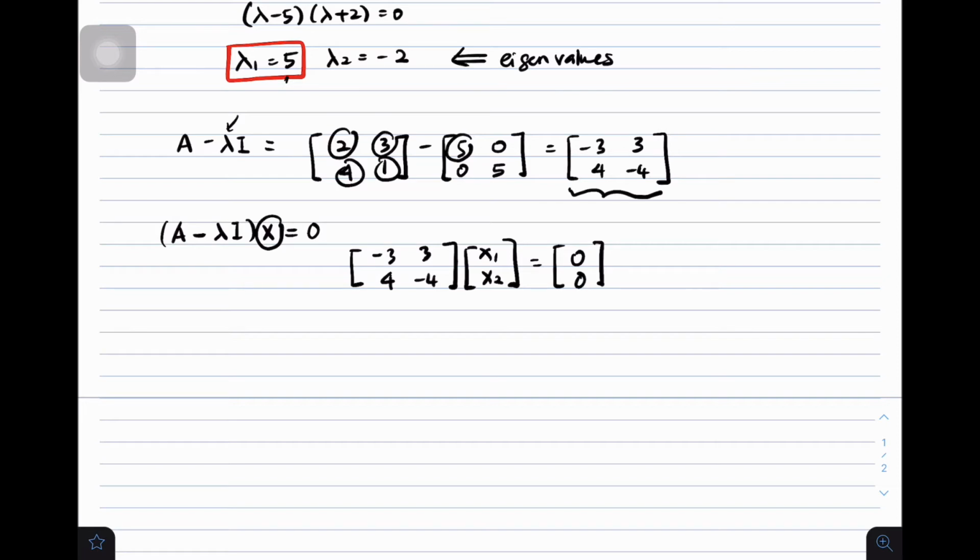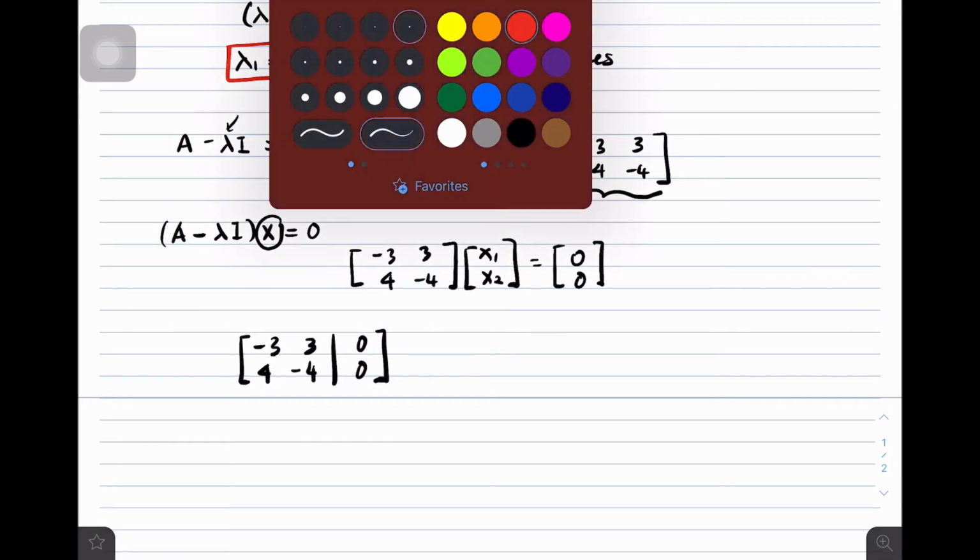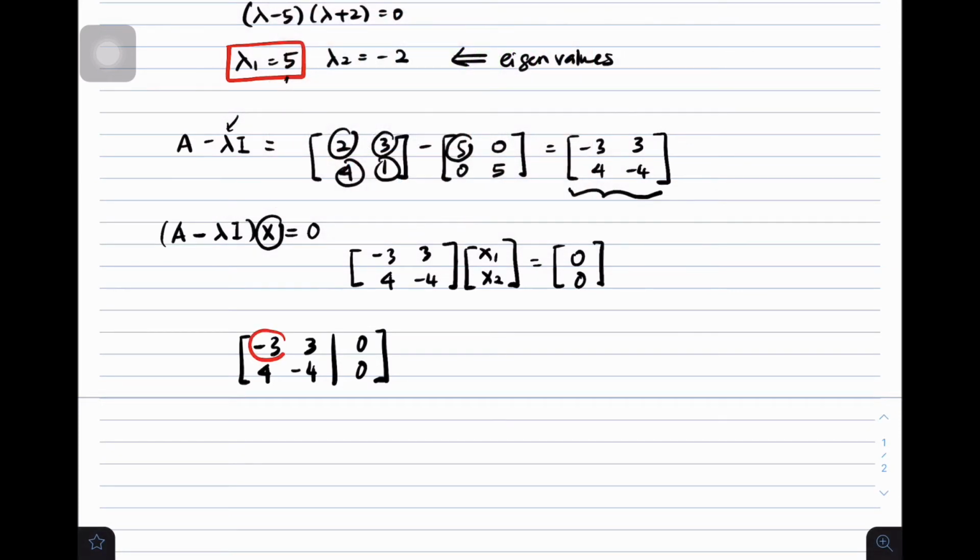So the first step is to write this matrix in terms of augmented matrix. So you will have your augmented matrix negative 3, 3, 4, negative 4, 0, 0. Okay, so what you need to do here is you need to reduce this to row echelon form. Reducing this matrix to row echelon form means that you need to make this element become 1. So how?